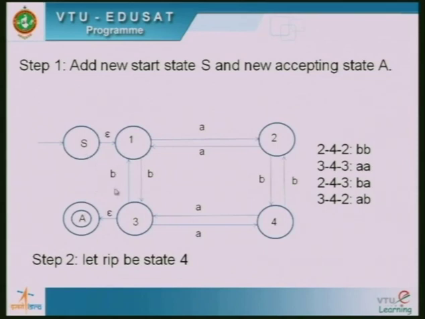Okay. So the author has described the algorithm. I have added the new start state S because state 1 has an incoming transition, and 3 was the accepting state which has outgoing transitions. So state S and state A are added. S is the start state and A is the accepting state, with epsilon transitions. Next, you have to remove all the states 1, 2, 3, 4.